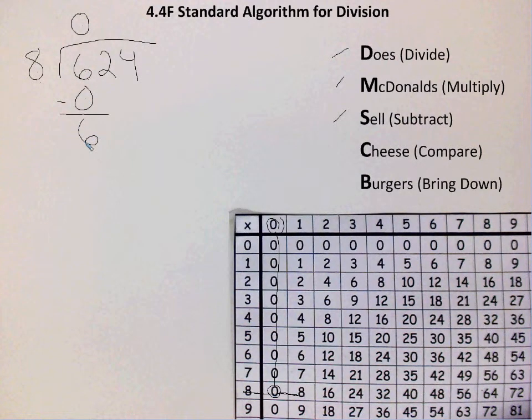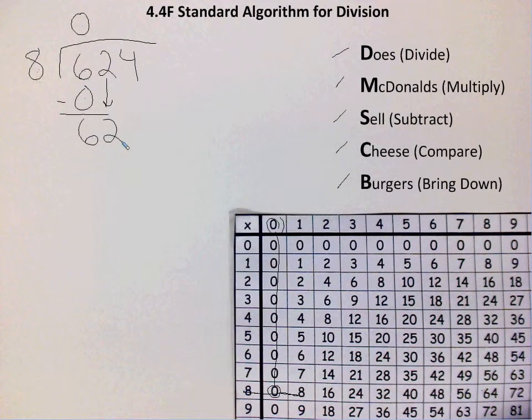My next step is to compare. And what I'm comparing is the answer from my last step with the divisor. The answer from my last step should be less than my divisor. If it is, I'm good. I can go on to my next step, which is bring down. So I'm going to bring the 2 down. Okay, and I start all over again.